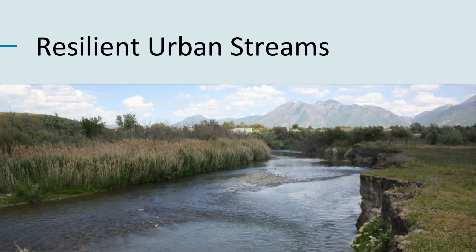All right, what we want is resilient urban streams. That's what we're working on now. This is a picture of the Big Bend area along the Jordan River. You look on the right-hand side, you can see 10, 12-foot incised banks, the huge erosion that's occurred, invasive species on the left, and this is another wonderful success story.